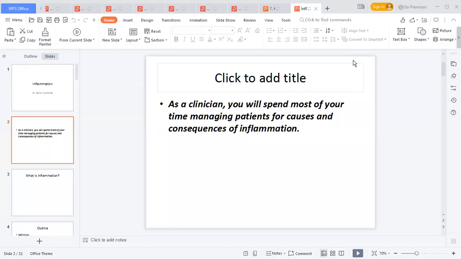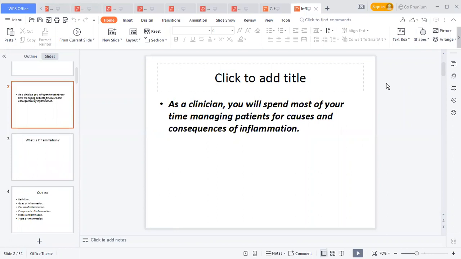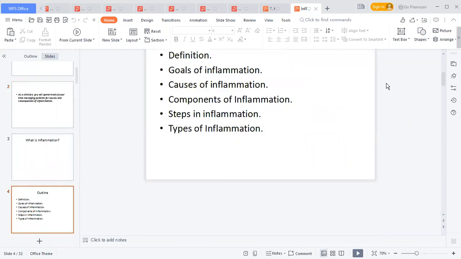As a clinician, you spend most of your time managing patients for causes and consequences of inflammation. So, causes of inflammation. Remember from the definition, we said inflammation is the response to damaged tissue that initiates cellular and vascular events designed to remove the particular cause or infectious agent and initiate repair.